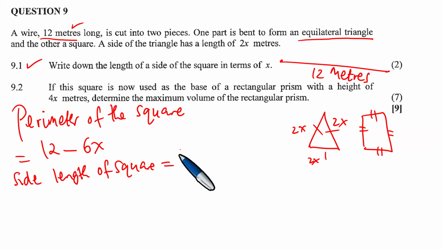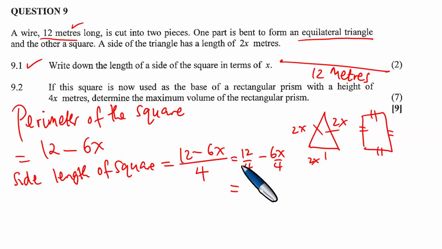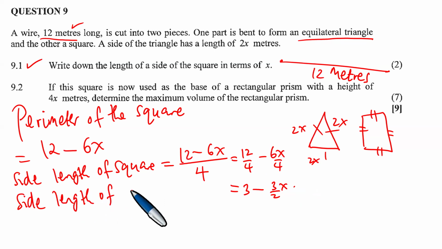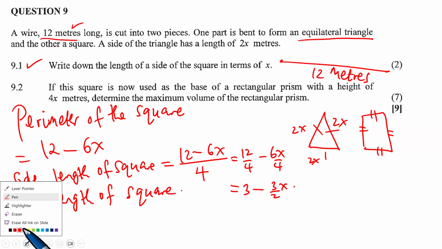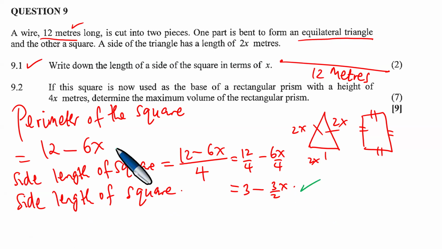The side length of the square: you divide this 12 minus 6x by 4, because the square has 4 sides. This is tantamount to simplification, and you have 6x out of 4. What is 12 divided by 4? It is 3, minus 3x over 2. This is the side length of the square: 3 minus 3x out of 2. Just note that one because it's very important for us to note.